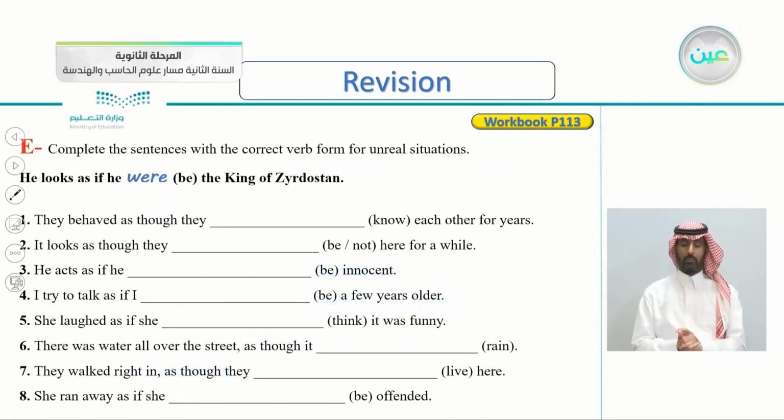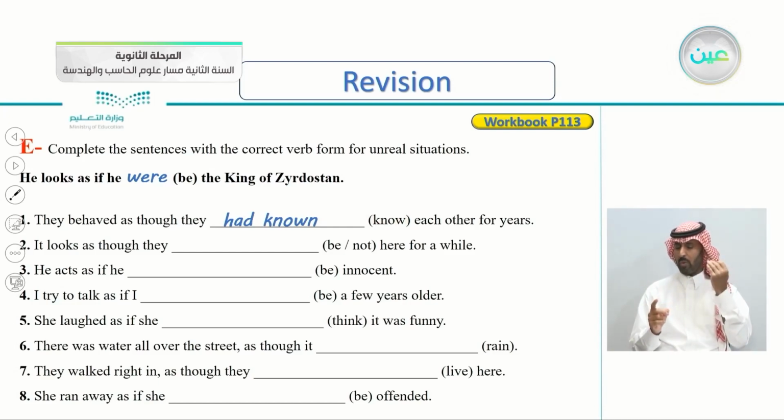Exercise E, complete the sentences with the correct verb from the unreal situations. He looks as if he were the king of Kurdistan. The verb is be, that's why we chose were. Number 1, they behaved as though they know each other for years. So, what's the correct answer here? Yes, very good. They had known, because of the verb know. They behaved as though they had known each other for years.